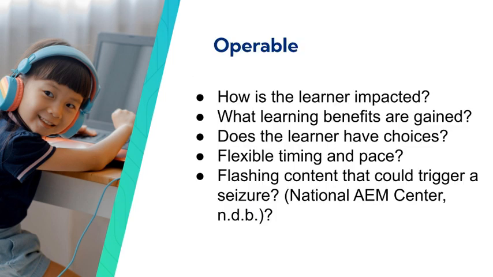Operable mostly has to do with the user's or learner's experience with the material or product. Questions we think about here are, how does the operation, an action carried out to do a task, impact the user or learner? What learning benefits does the user or learner gain from the product or material? Does the user or learner have choices? Can the timing and pace of the product or material be adjusted for the user or learner? Is there flashing content that could trigger a seizure or other health event?